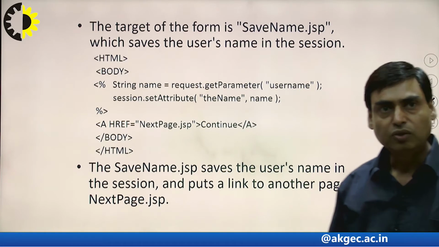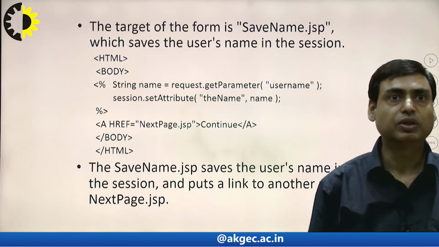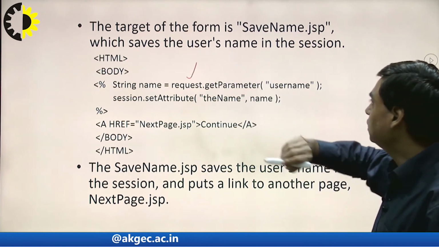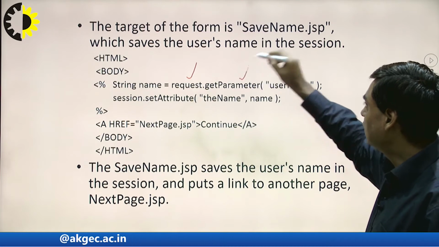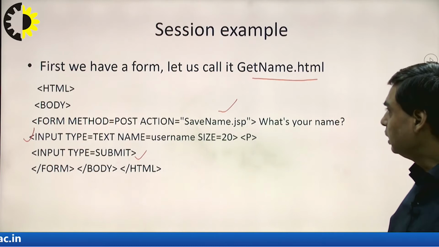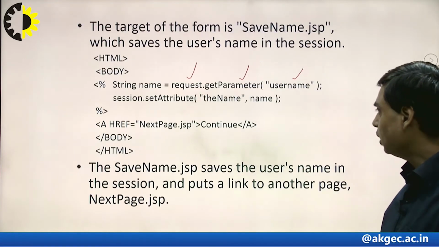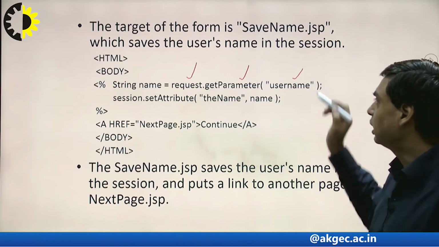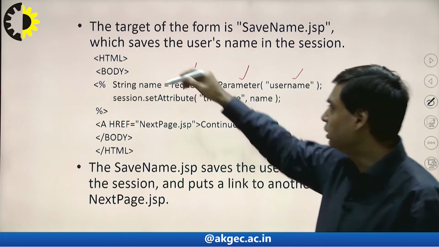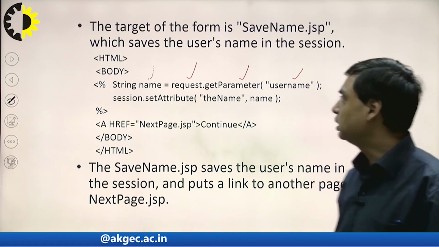Whatever value is given in the text box, the next part is to receive it. We can receive the value with the help of the request object, using the method getParameter, and the name of the text box is username. This name is already mentioned here. With the help of this name, username, we access the value of the text box, and the value will be stored in the attribute variable name. Then we are using session.setAttribute.